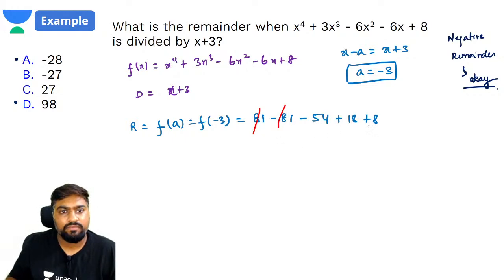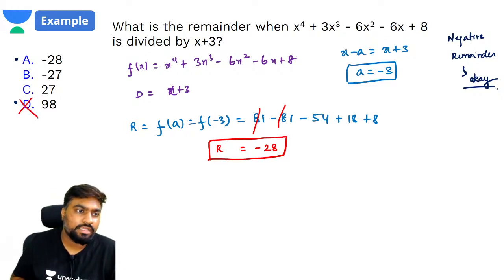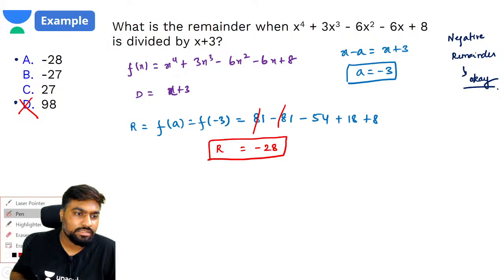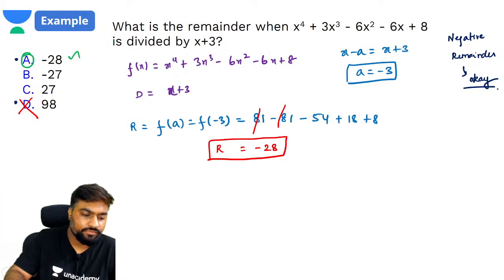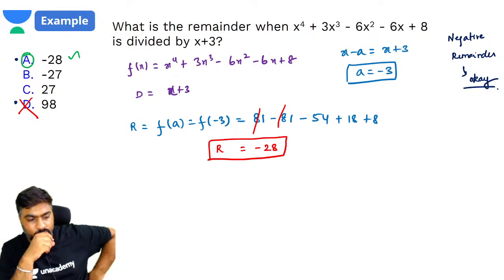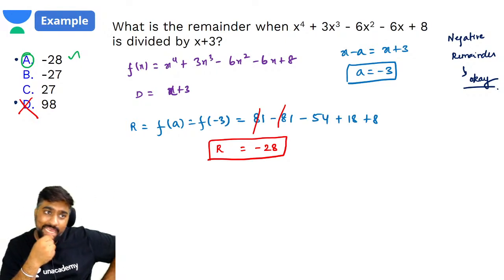This is -54 plus 26. -54 plus 26 is equal to -28. So our remainder is not 98, it is -28. Got it? So not D, A is your answer.